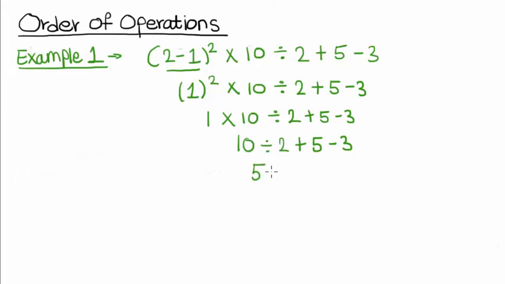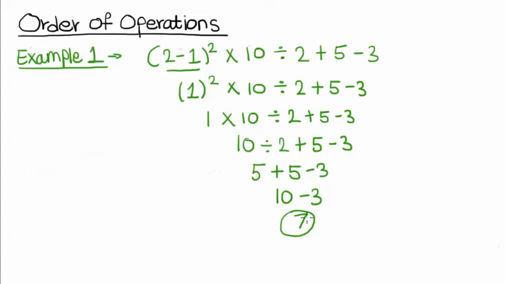Now I rewrite the remaining terms. Now I either do addition or subtraction first, depending on what comes first when I go from left to right. Since addition comes first before subtraction, I perform the operation of 5 plus 5 before I move on to subtraction. So 5 plus 5 gives me 10. And finally, 10 minus 3 will give me an answer of 7.